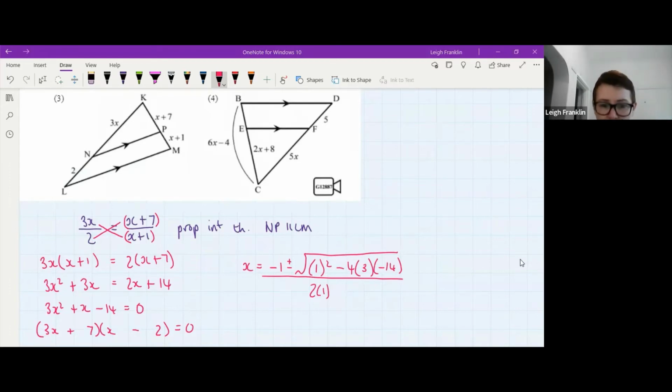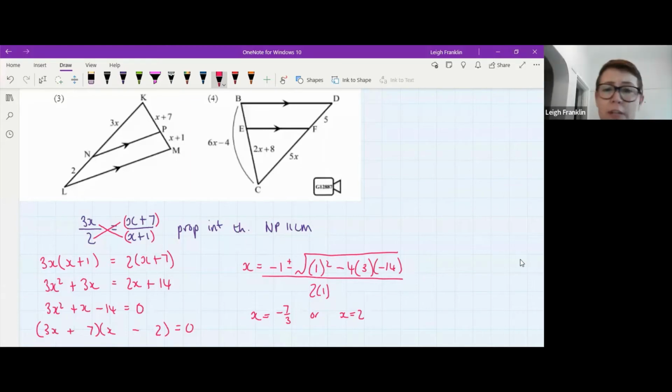So either x is going to be equal to negative 7 over 3, or x is going to be equal to 2. Now, if we go back and have a look at these values that we're working with, remember, 3x is the length of side KN. x plus 7 is the length of side KP. x plus 1 is the length of side PM. Now, can distance ever be negative? No, ma'am, distance can never be negative.